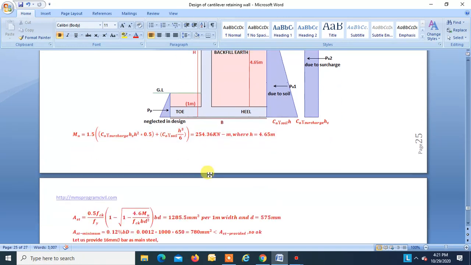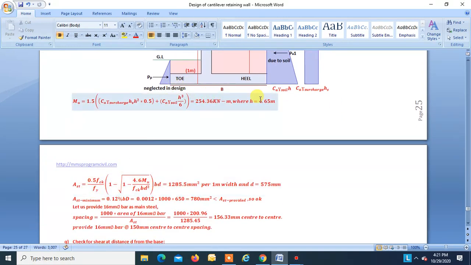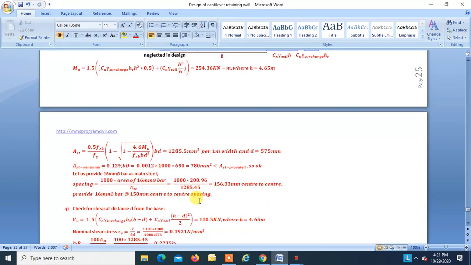Okay, now once you know the bending moment, you can find the steel required, that is 1285.5 mm square, where D is equal to 575 mm. AST minimum is 0.12% of BD, and that is equal to 780 mm square. We are providing more than this, so it is okay. So we will be using 16 mm dia bars. The spacing is found to be 156.33. Let us provide 16 mm dia bars about 150 mm center to center spacing, right?